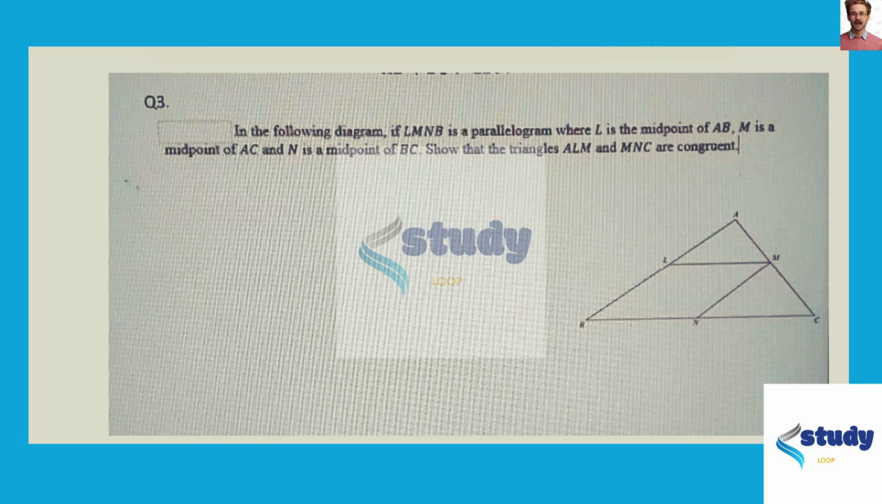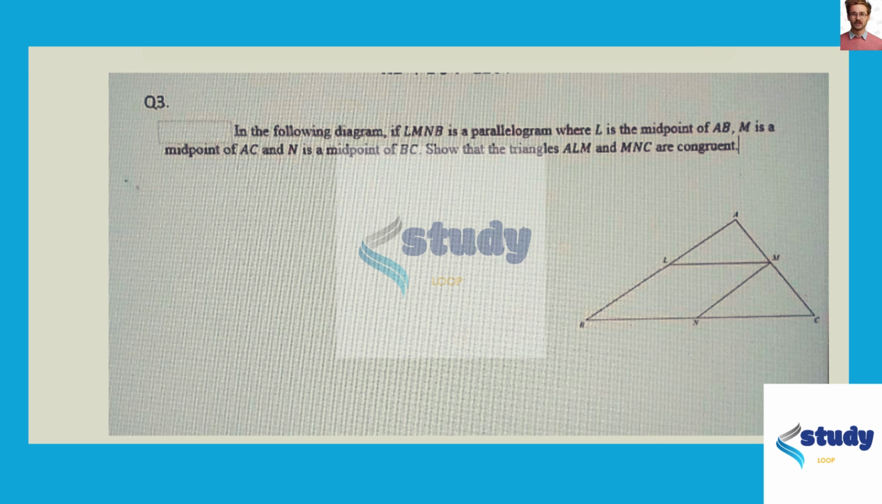I'm not going to write it all out word for word, but if LMNB is a parallelogram, then the opposite sides are parallel, opposite sides are congruent, opposite angles are congruent. You can use any of the properties of parallelograms that you would have learned about.